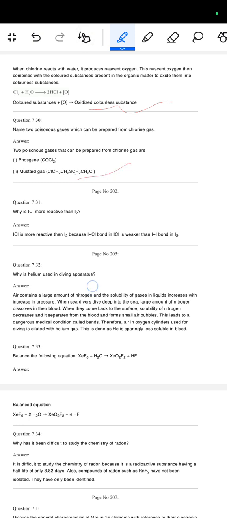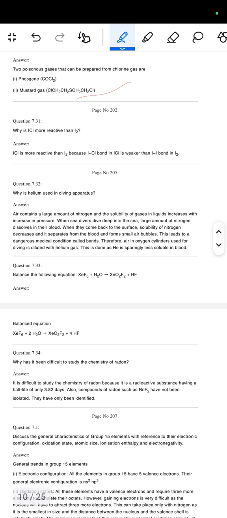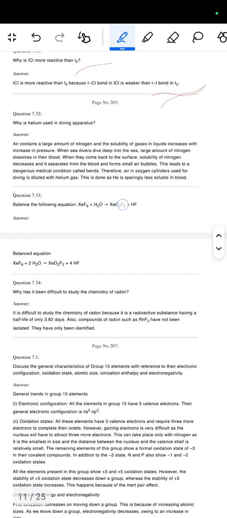Next, why is ICl more reactive than I2? So ICl is more reactive than I2 because the I-Cl bond in ICl is weaker than the I-I bond in I2. Next, why is helium used in diving apparatus?